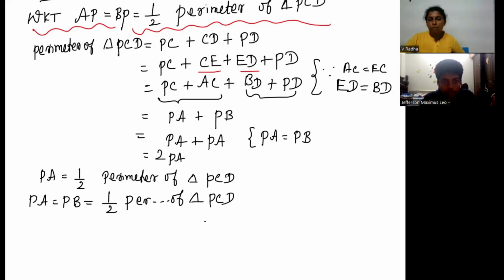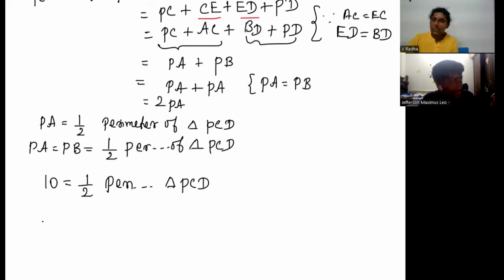Sometimes they ask for the proof. Okay. Now what we know here is that the PA length is given. So PA length is given as 10 centimeter. PA is equal to 10. Asking here for the perimeter of triangle PCD. It's half the perimeter of triangle PCD, so keep the perimeter of triangle PCD on one side. That is, 2 goes to the right side. 2 into 10 is equal to 20. That's all. Yes, correct answer. The perimeter of triangle PCD is equal to 20.